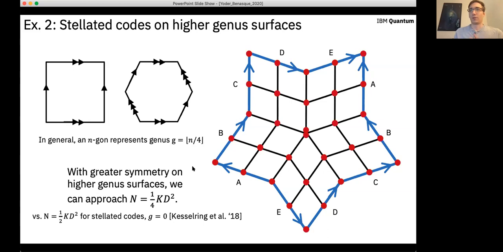So in general, you actually achieve a better constant in this n proportional to kd squared. For instance, because the stellated codes achieve n equals 1/2 kd squared in the plane, if you're allowing higher genus surfaces, you can get arbitrarily close to 1/4 kd squared.